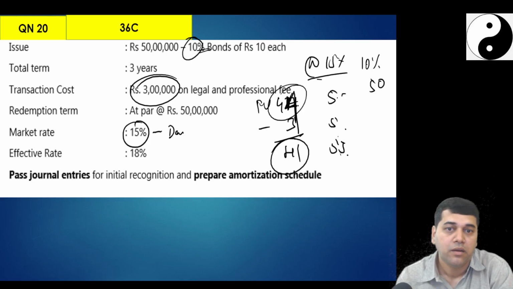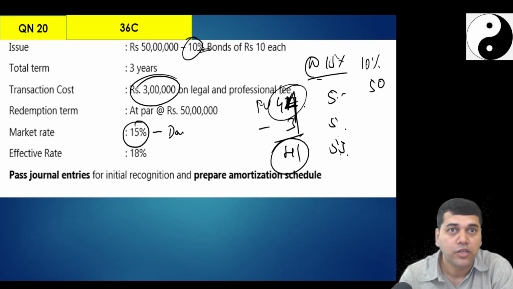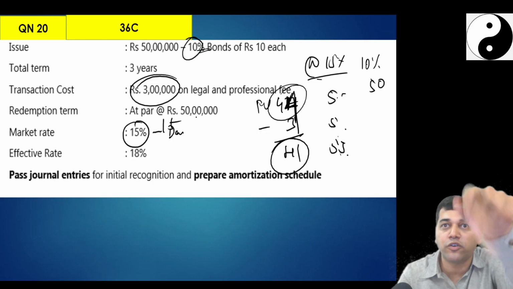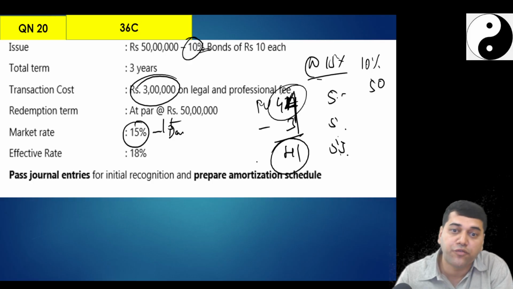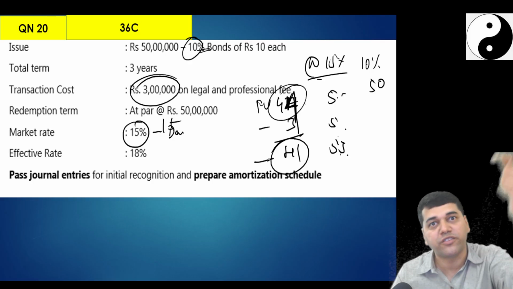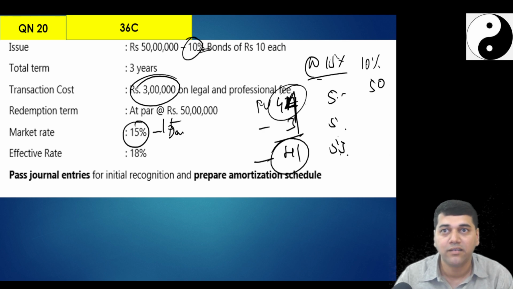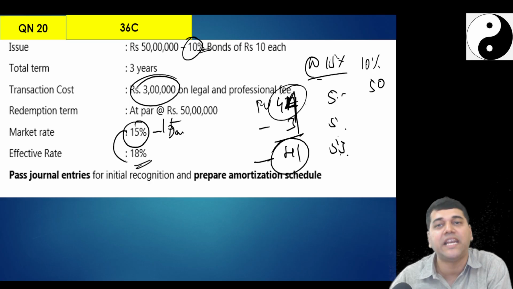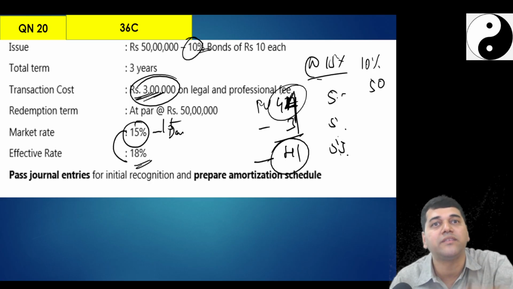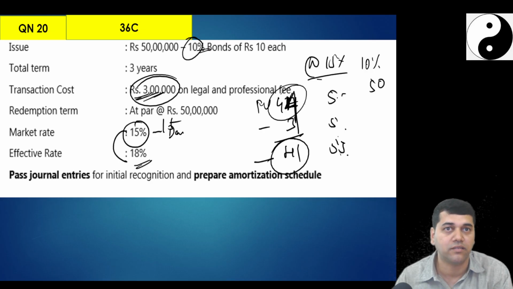41. If you start with 44, your EIR is 15% because your discounting is 15%. But if you start your amortization schedule with 41, don't you need a new discount rate, the EIR? That is that 18%. The difference between 15 and 18 is this 3 lakh rupees amortization over the next 3 years. We'll solve this. We'll try to understand.